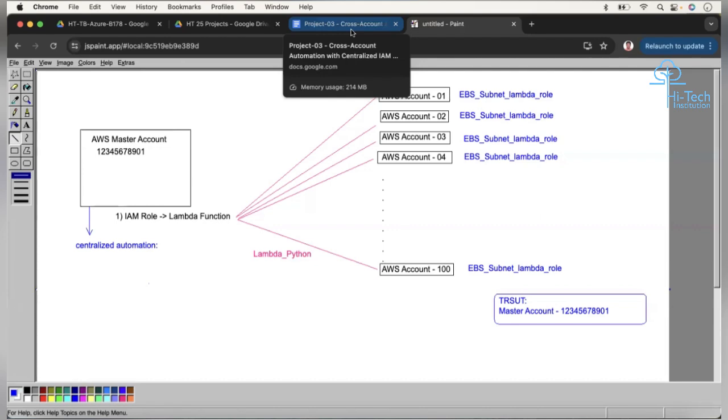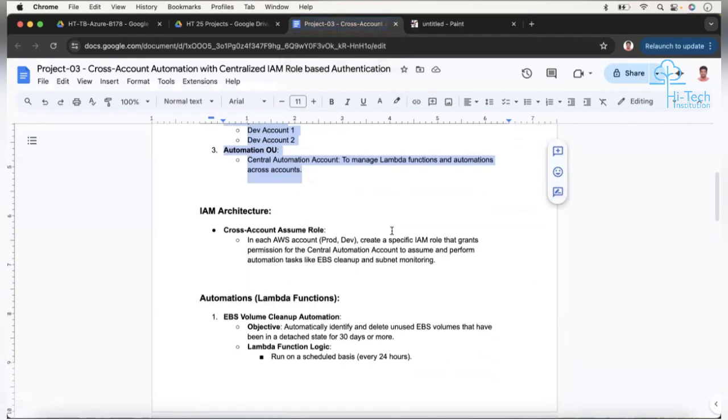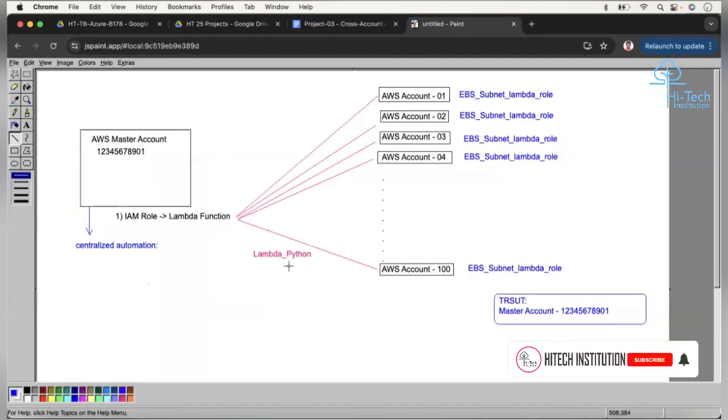I'll expand that. Sir, in that visual diagram, you mentioned Lambda Python for the AWS account. What are we using that for? What do we need to do for roles? Okay. Lambda is one of the AWS services, just as you have the IAM service and the EC2 service. Lambda is used for running any Python script. Here I told you there are 2 scenarios, unused EBS volumes and subnets which are running out of IPs. I'm going to capture that information.